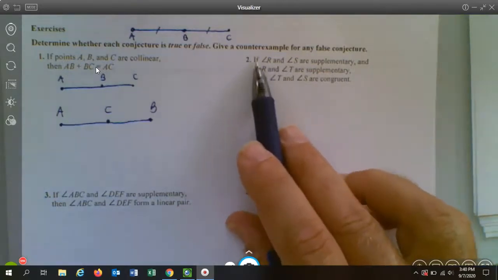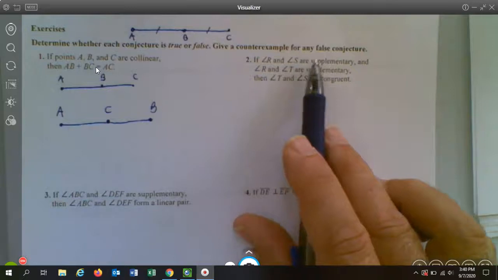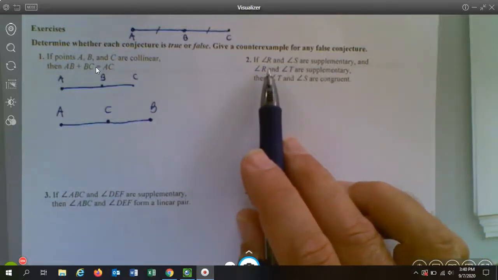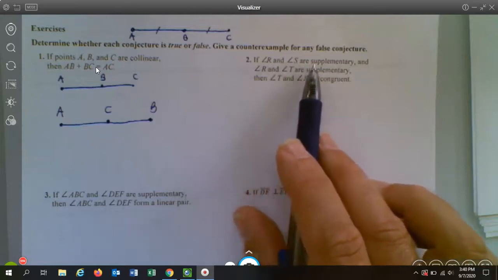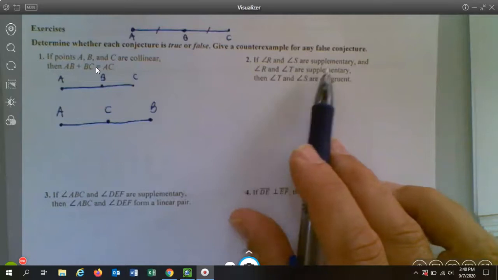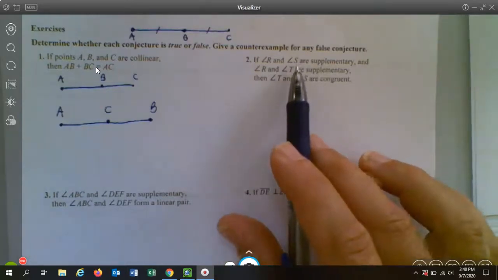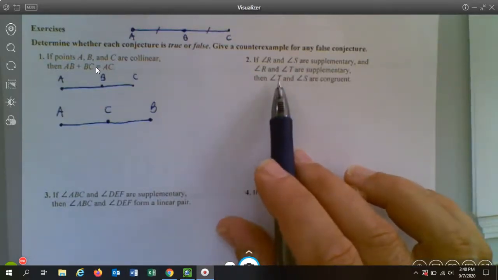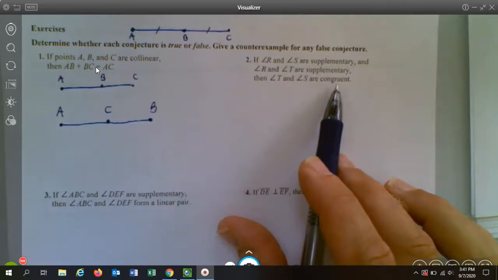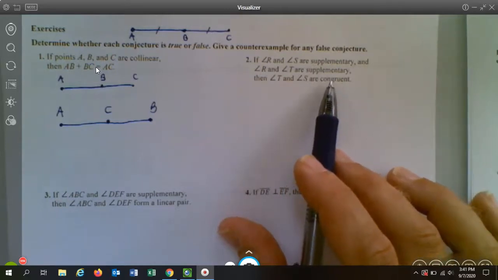Whenever you see the word if, this is the given information. This stuff is true. This is the scenario they're giving you. So they're saying, okay, if R and S are supplementary, that's true. R and T are supplementary, that's true as well. What's your conjecture? So here's the conjecture. Here's the conclusion that they made. Well, that means then that angle T and angle S are congruent. They're the same angle. Is that true?